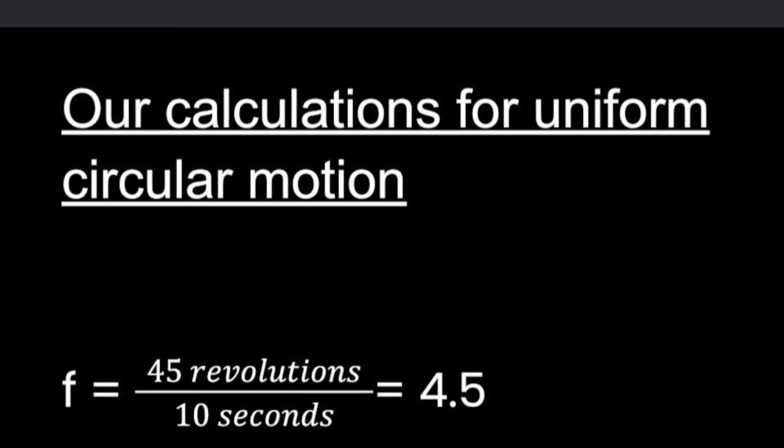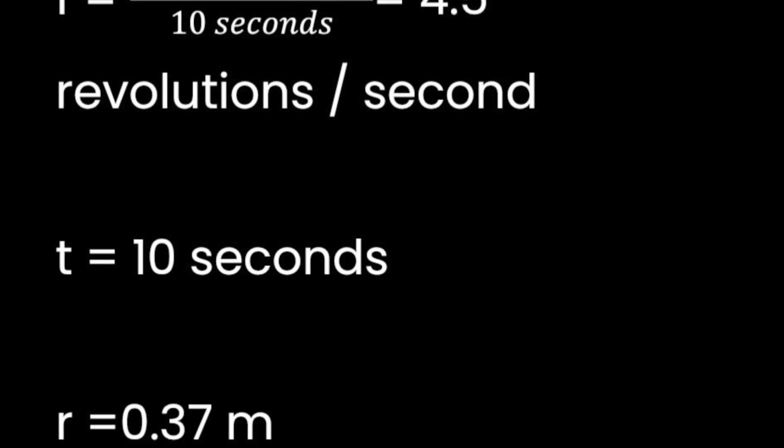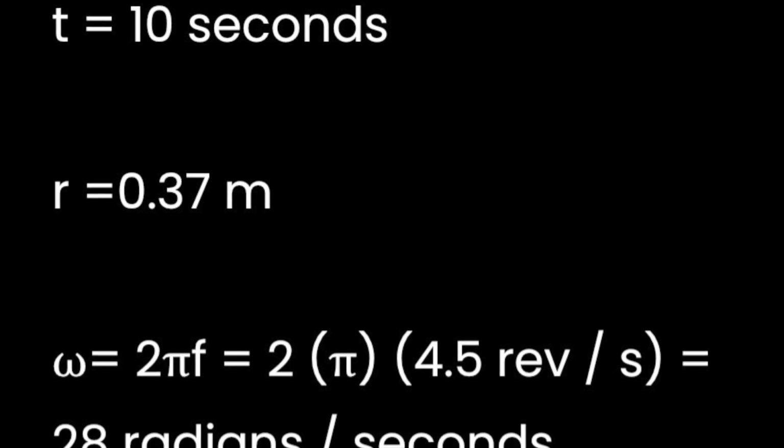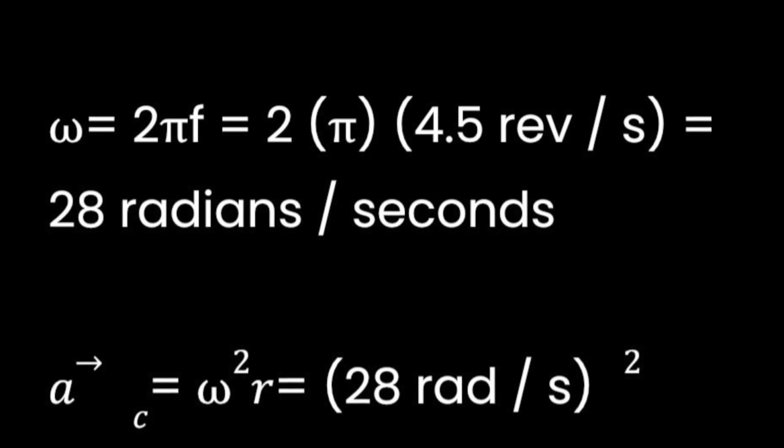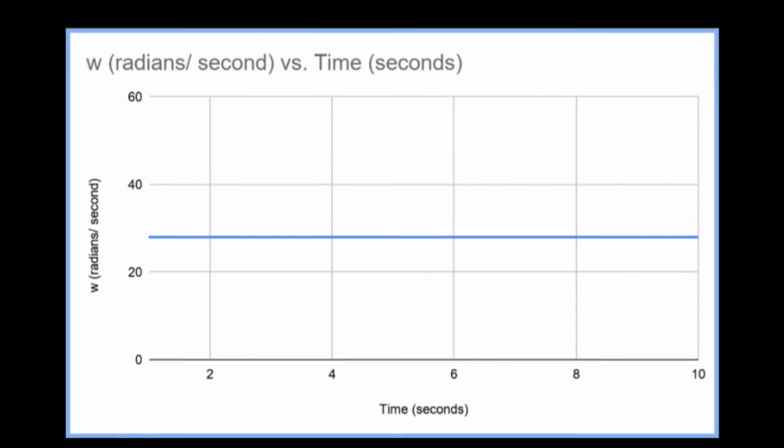For the uniform motion, the frequency is 4.5 revolutions per second. The time is still 10 seconds. The radius is still 0.37 meters. Omega this time equals 28 radians per second. And the centripetal acceleration is 2.9 times 10 to the power of 2 meters per second squared.